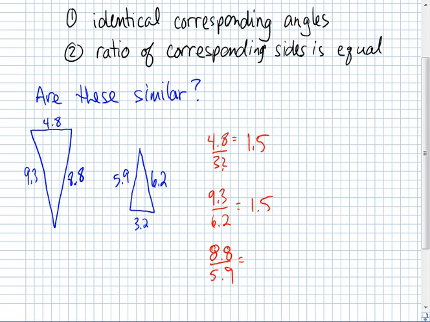Okay, so you get this all worked out here, and you get really, really close, but the problem is this last one is 1.49. So that last ratio is not exactly 1.5 like the other 2, so they are not similar figures. But if they were, if this, for example, said 8.85, and this said 8.85, then you would for sure get 1.5, and it would be. So there you go. That's how you figure out if two figures are similar, or you can also look at their angles as well.